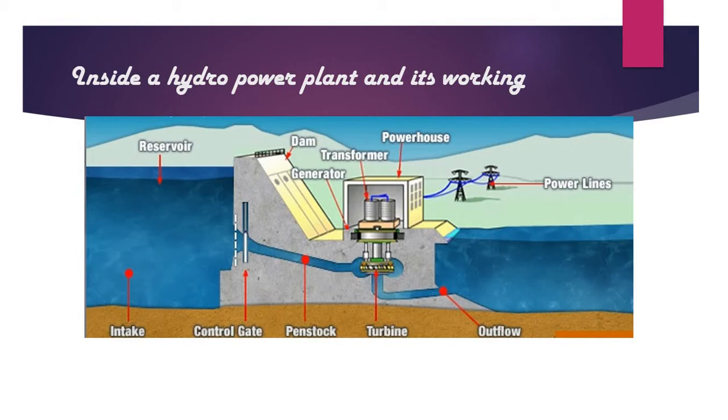The second one is the dam. The function of the dam is to increase the height of the water level behind it, which ultimately increases the reservoir capacity. The dam also helps in increasing the working head of the power plant. Dams are generally built to provide necessary head to the power plant.